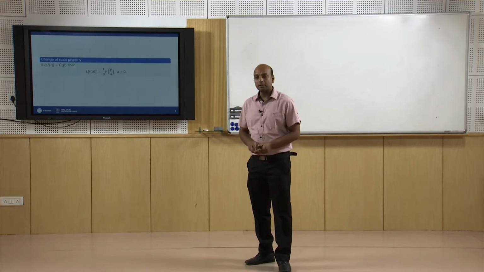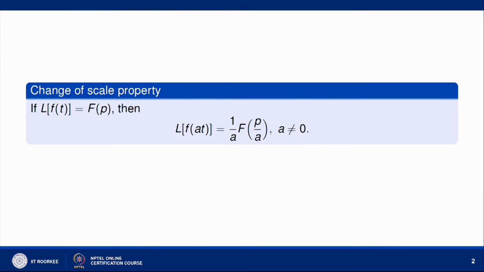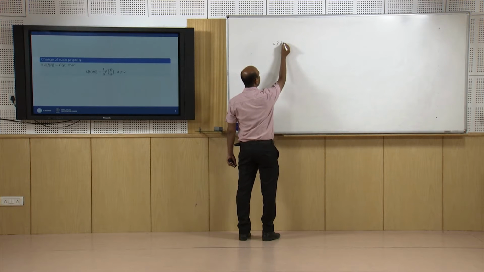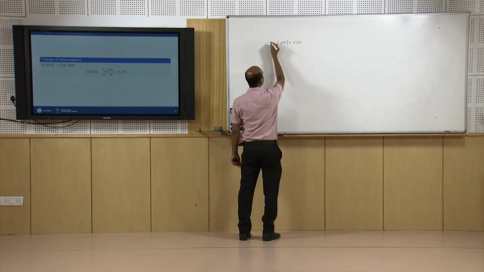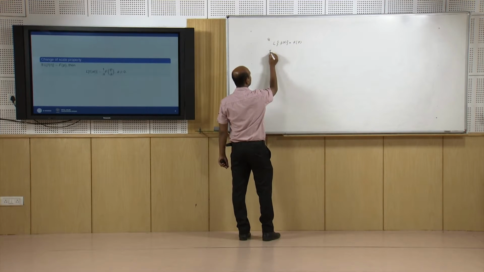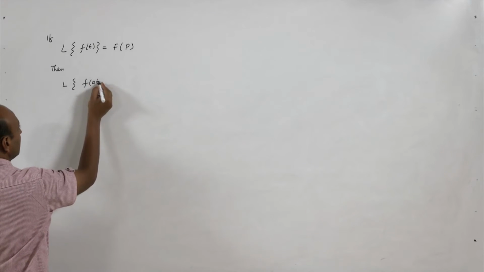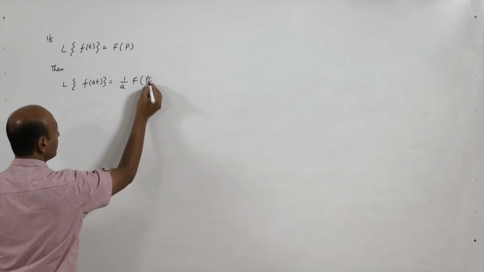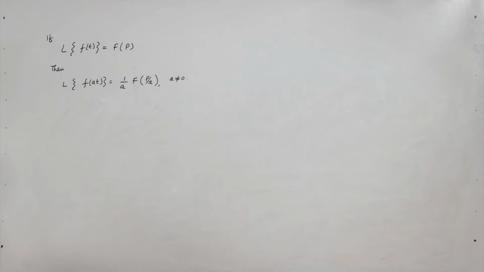So, the next property is the change of scale property. What does this state? It states that if the Laplace transform of some f(t) is F(p), then the Laplace transform of f(at) is nothing but 1/a F(p/a). Of course, a should not equal 0. So, this is called the change of scale property.